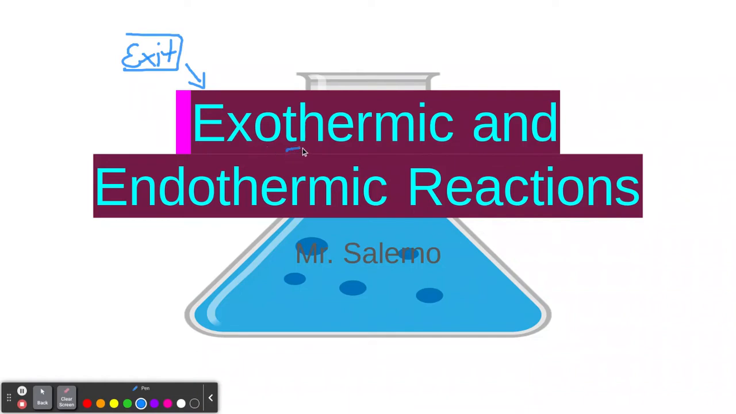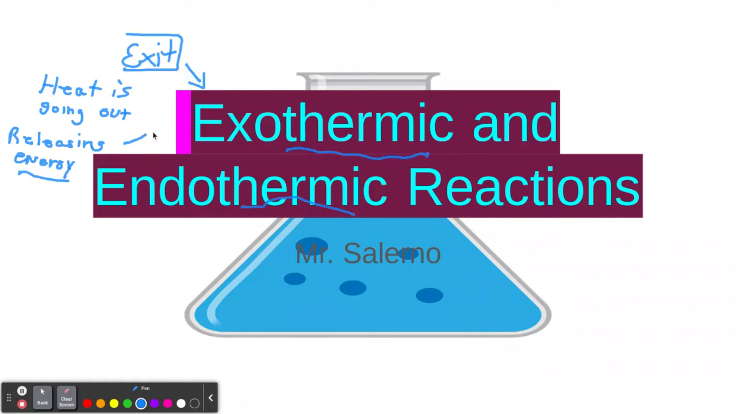And of course, they all have thermic. So you have thermic here, meaning heat. So in exothermic reactions, the heat is going out. In other words, what exothermic is doing is releasing energy. Well, not they're releasing, it's not like there's a person. But exothermic, releasing energy. Think of exit sign.